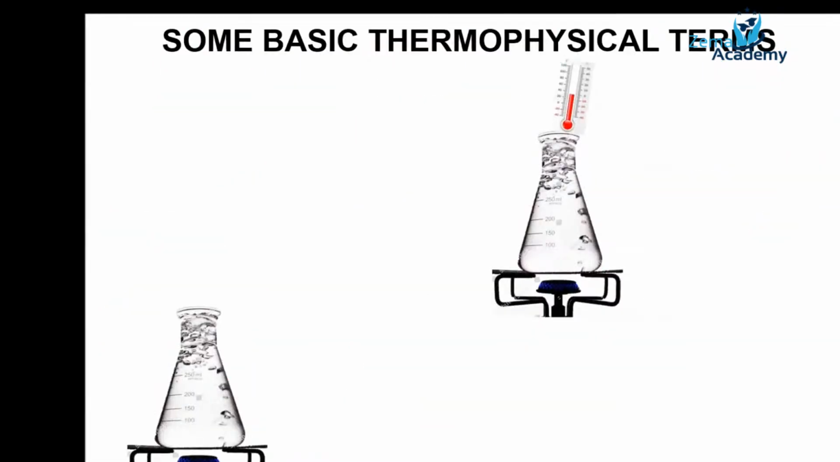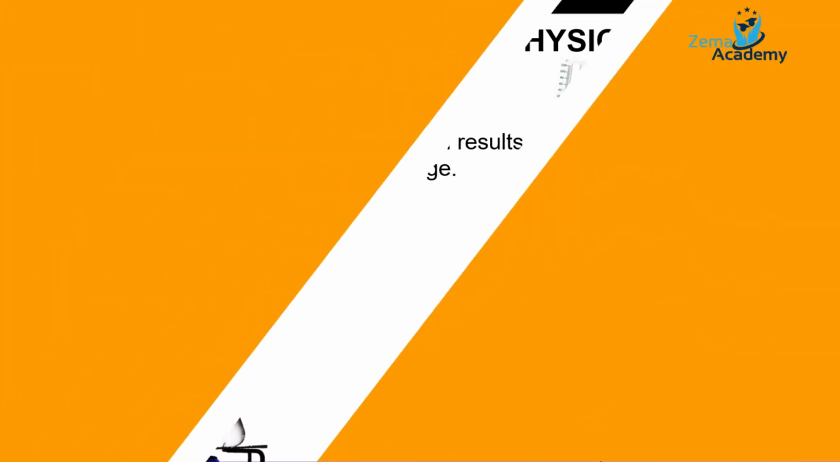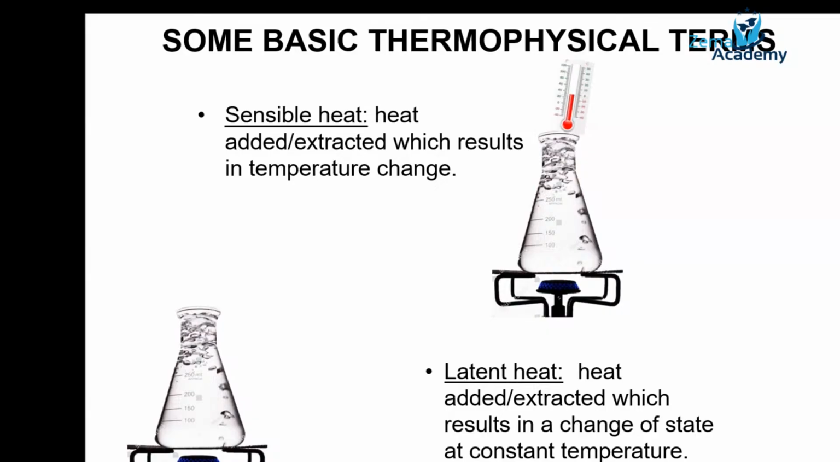I'm going to quickly go through some basic terms that you will come across in the refrigeration industry generally, like sensible heat and latent heat. They both deal with either heat extraction or heat added into a material, but one results in temperature change, only temperature change, and the other one results in state change. So sensible heat results in temperature change, as opposed to latent heat, which results in state change. And a good example of latent heat is ice melting.